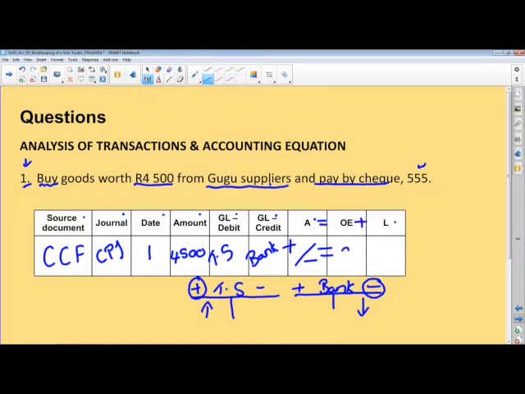Did we touch our owner's equity account? Definitely not. Did we touch a liability account? Definitely not. Hopefully you know how to do. I'm going to give you the next one. Let's look at it.